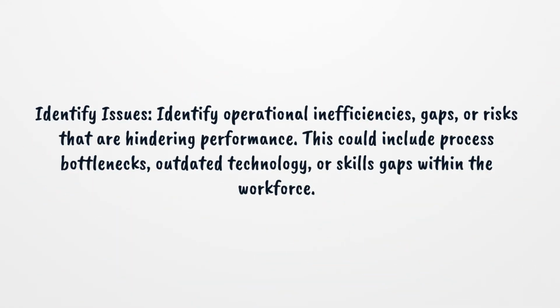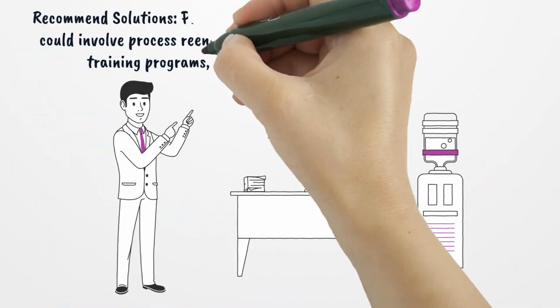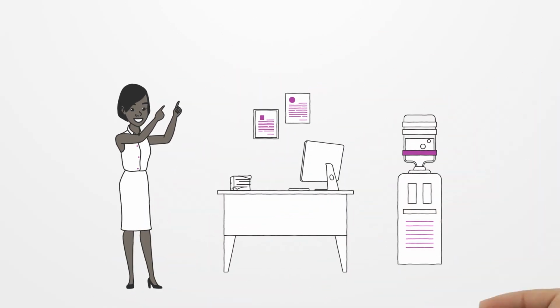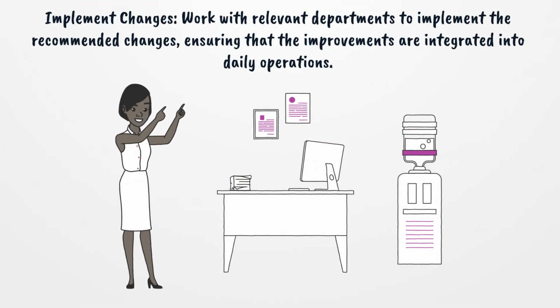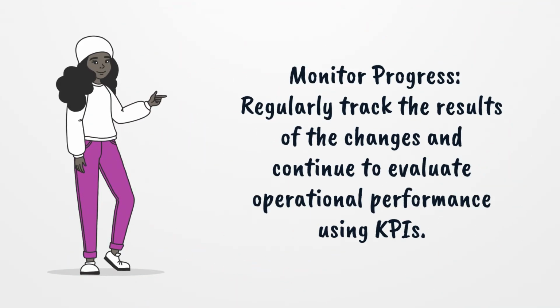Identify issues, identify operational inefficiencies, gaps, or risks that are hindering performance. This could include process bottlenecks, outdated technology, or skills gaps within the workforce. Recommend solutions. Propose solutions to address identified issues, which could involve process re-engineering, adopting new technology, improving training programs, or enhancing communication channels. Implement changes. Work with relevant departments to implement the recommended changes, ensuring that the improvements are integrated into daily operations. Monitor progress. Regularly track the results of the changes and continue to evaluate operational performance using KPIs.